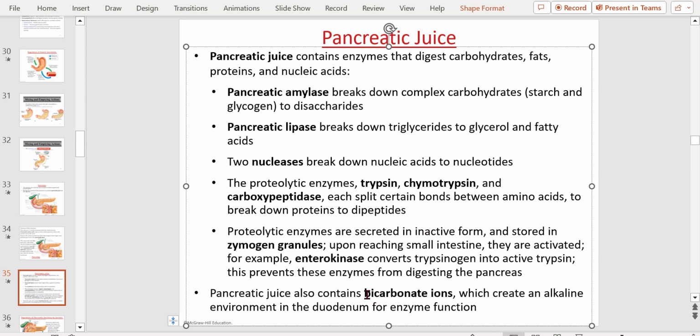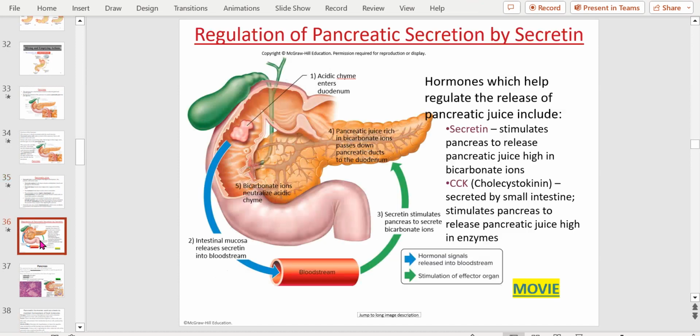Pancreatic juice also contains bicarbonate ions, which create an alkaline environment in the duodenum for enzyme function, to counter the acidic conditions from the stomach. Regulation of pancreatic secretion by secretin. Hormones which help regulate the release of pancreatic juice include secretin, which stimulates the pancreas to release pancreatic juice high in bicarbonate ions, and we also have cholecystokinin, secreted by the small intestine, which stimulates the pancreas to release pancreatic juice high in enzymes.